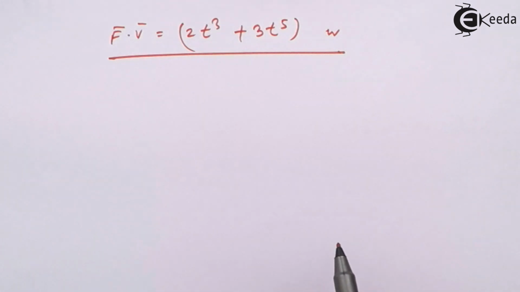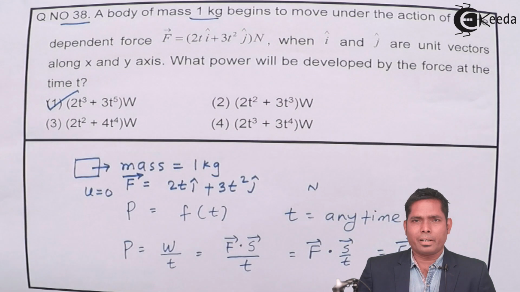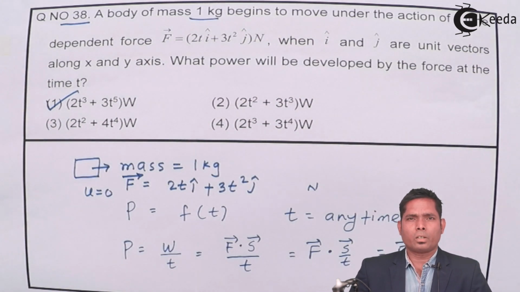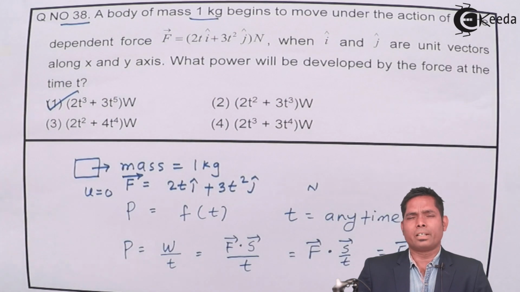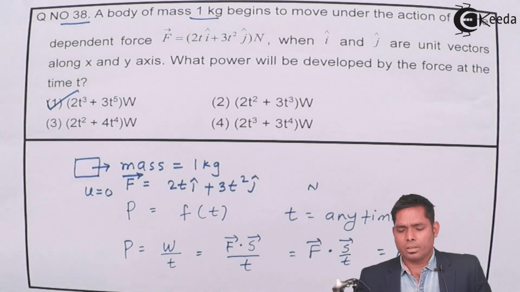So this way you can solve, but to save your time you must know that you can directly multiply the corresponding coefficients, that is x component, y component and z component, and then add them up. Okay, so this is the answer. Thank you.